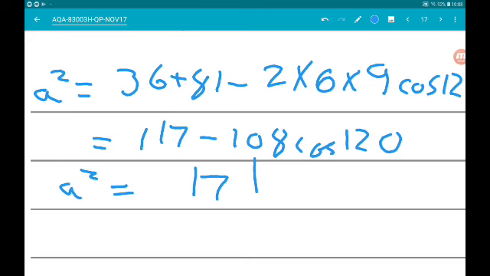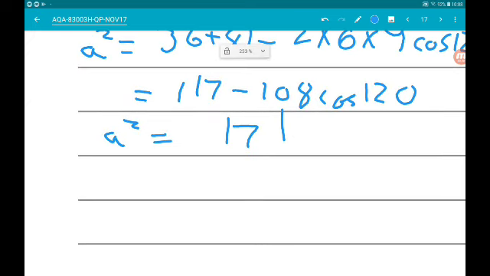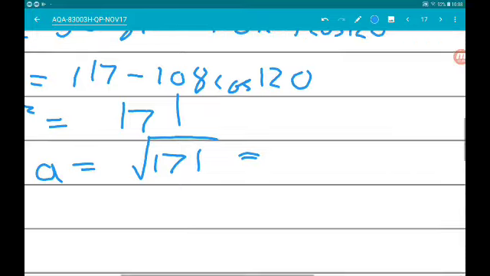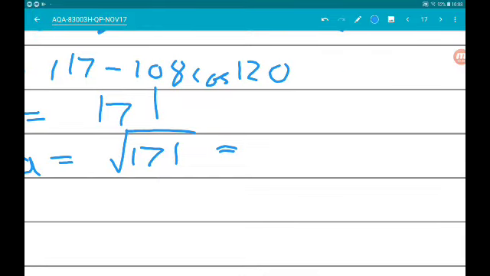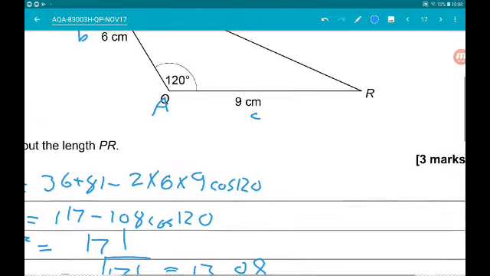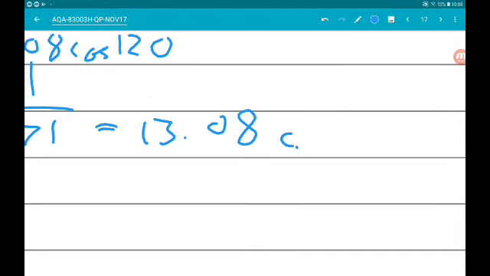Now that's a squared, so a is the square root of 171, which would probably be fine leaving it in surd form, because it's exactly right. But to a few decimal places we can get 13.08. And I guess that's centimeters. Cool.